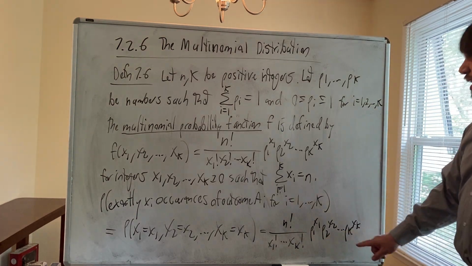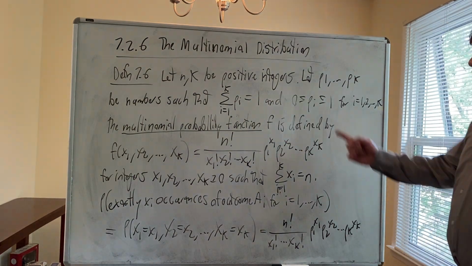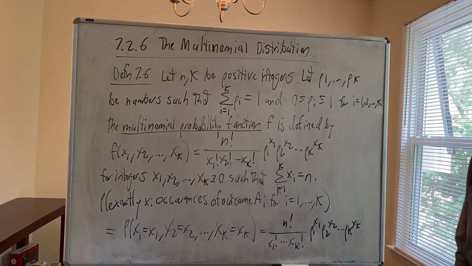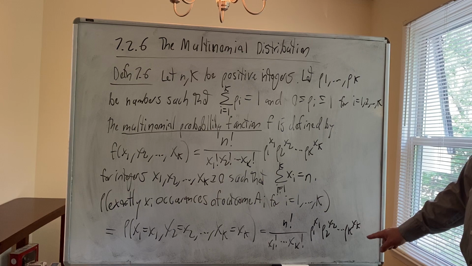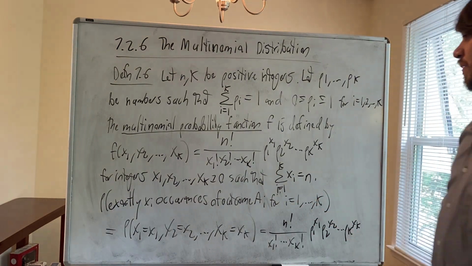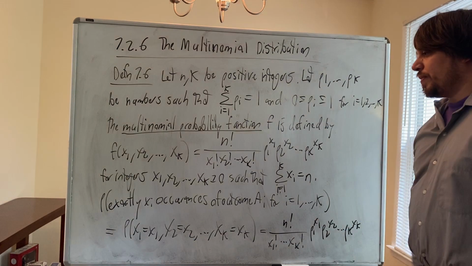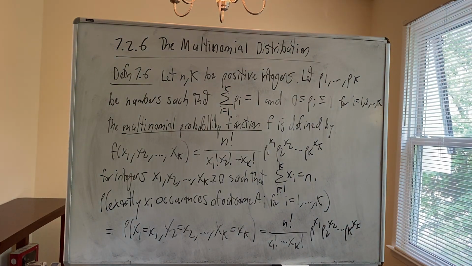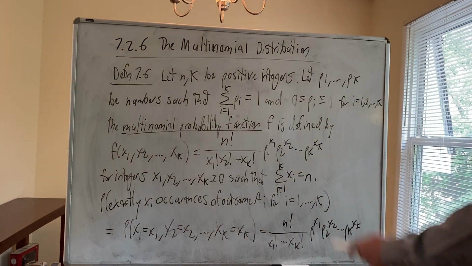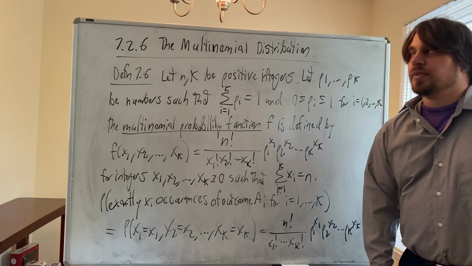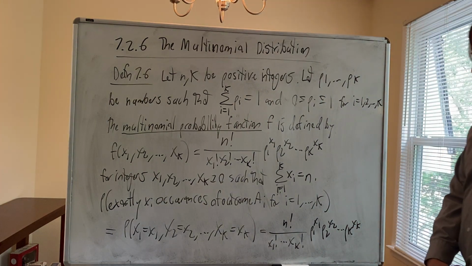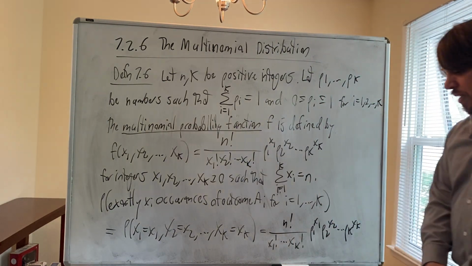Right, these probabilities have to add up to 1. Each one is between 0 and 1 inclusive. The x's, x1 to xk, have to add up to n. So this is the multinomial probability function f, and it's used to calculate this probability. Okay, so I'll leave this on the board for a moment so you can write stuff down.